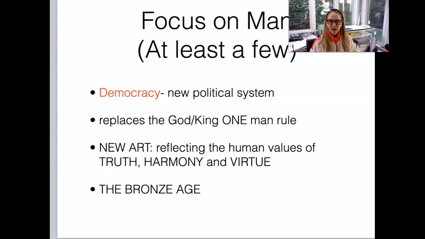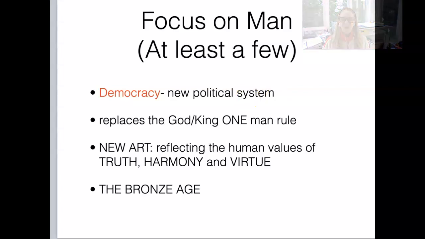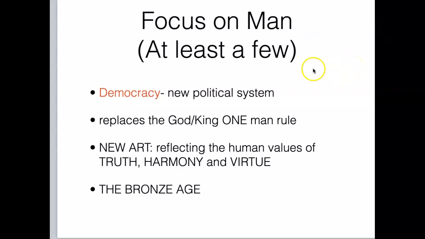So we talk about this new system that we're in, this new world we're in, where now there's going to be a shift, and it's going to be a focus on man instead of the focus on the king or the government or the state. It's really a focus on man, or at least a few men. And we're going to have this thing called democracy.